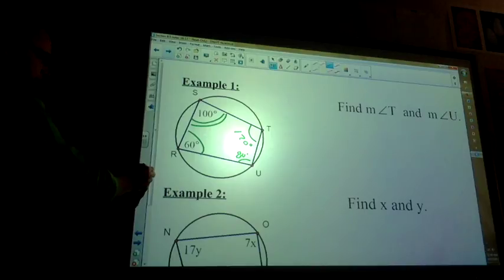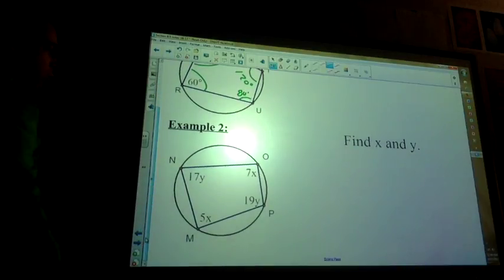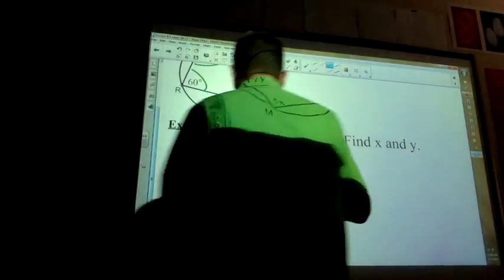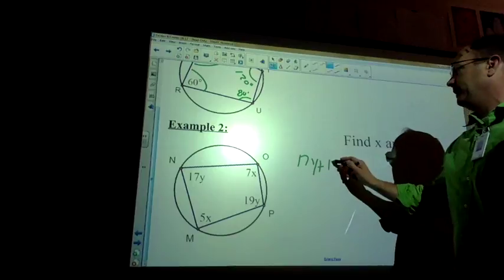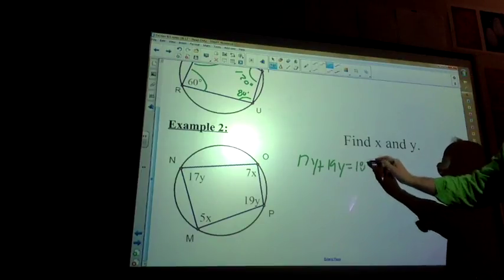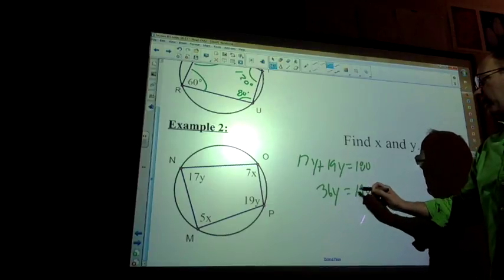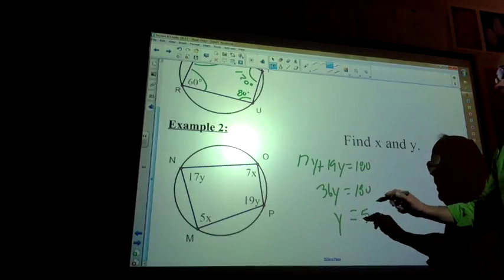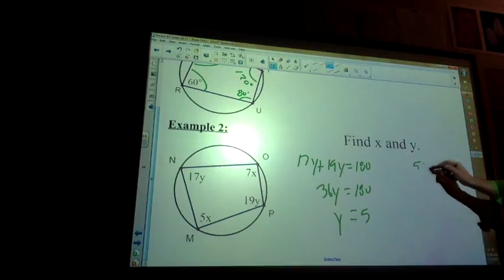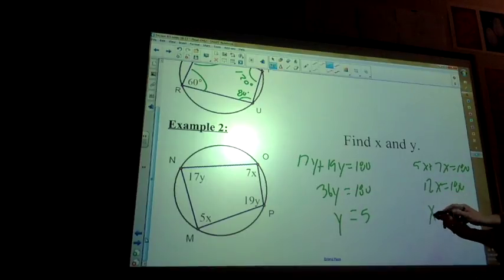That was easy. 17y plus 19y equals 180. So y is 5. And then 5x plus 7x equals 180 as well. 12x equals 180. What does that come out to? Like 16? I'll go with that. Wait, no. 15. There we go.